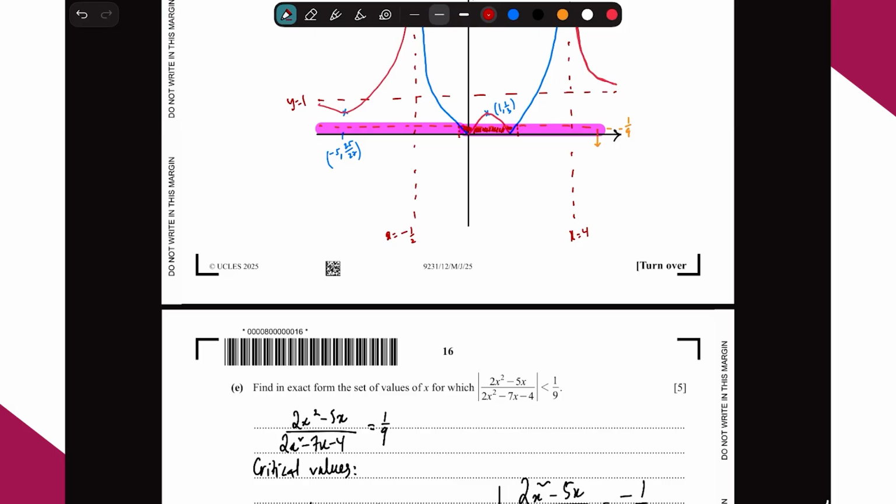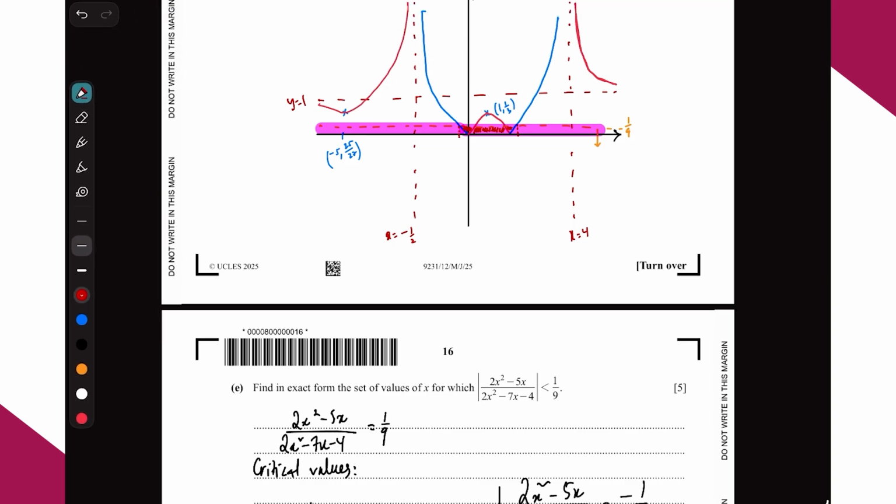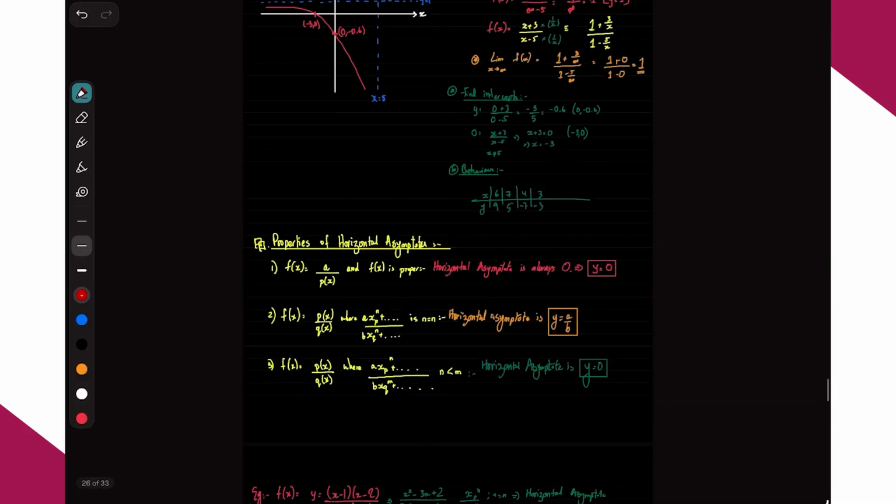Usually they'll give these sorts of questions at the very end, after you've sketched all the particulars of the graph. So with that being said, this ends the entire video for rational functions.